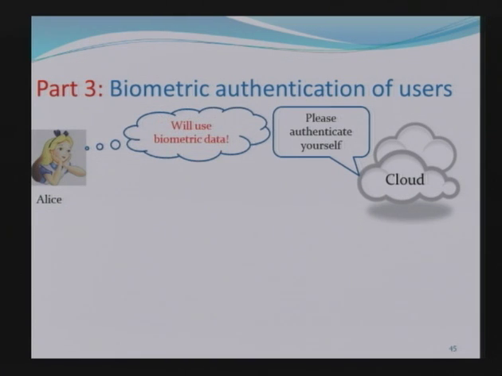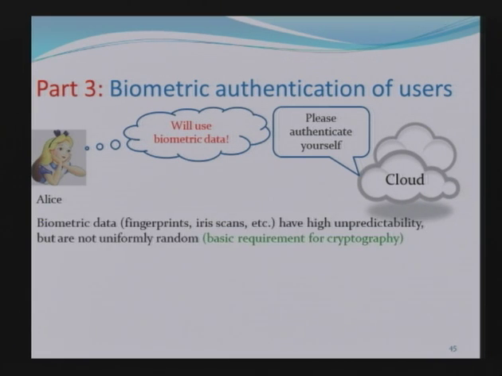But what can be used is biometric data. If I can scan my fingerprint, I can take an iris scan, or I can give responses to some passphrases. These all have a good amount of entropy in them. They have unpredictability, but the drawback is that they are not uniformly random. That is, if you take a string of length n, it's not the case that all strings will appear with probability 2 to the minus n, which is sort of a basic requirement for any cryptographic task. And this is assumed by almost every cryptographic task.